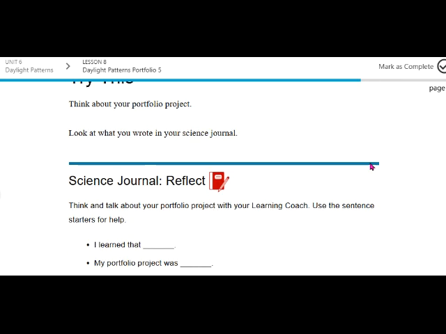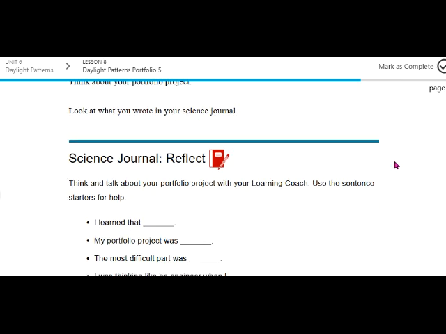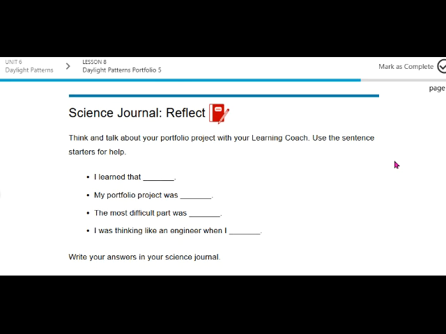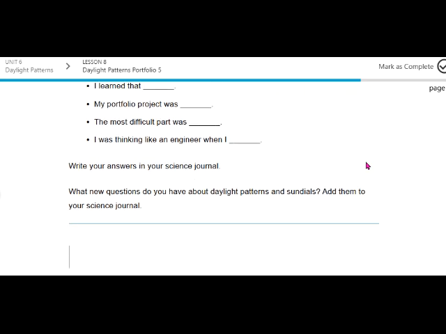Think about your portfolio project. Look at what you wrote in your science journal. Think and talk about your portfolio project with your learning coach. Use these sentence starters for help. You can use any of these. "I learned that..." "My project was..." "The most difficult part..." "I was thinking like an engineer when I..." You can use any of those to write your answers in your science journal. You could also write if you have any new questions about daylight patterns and sundials. Add those to your science journal too if you'd like to.